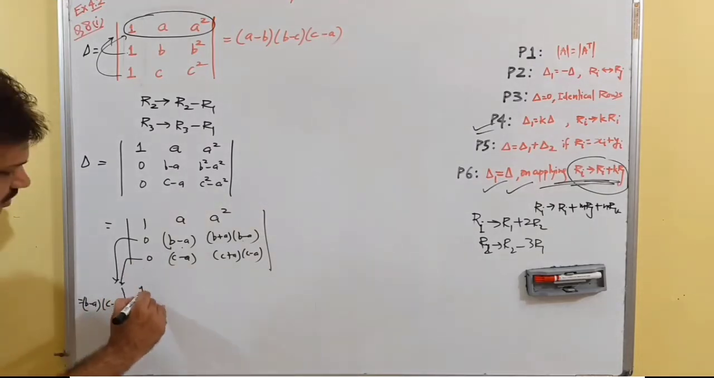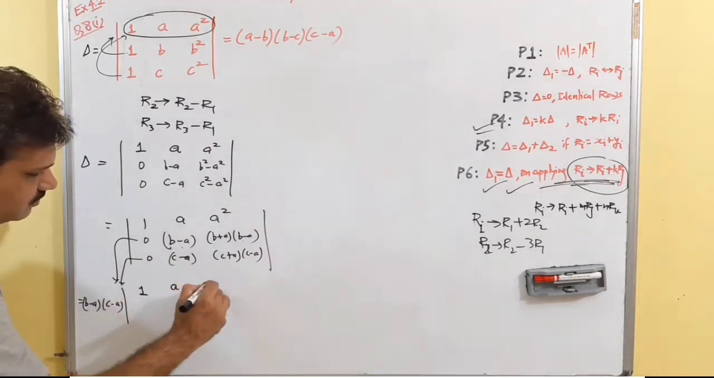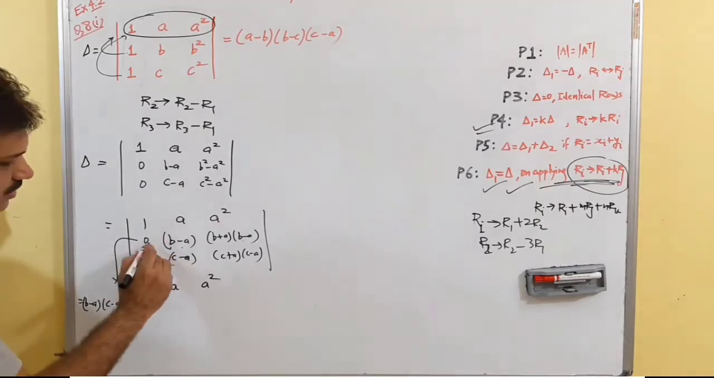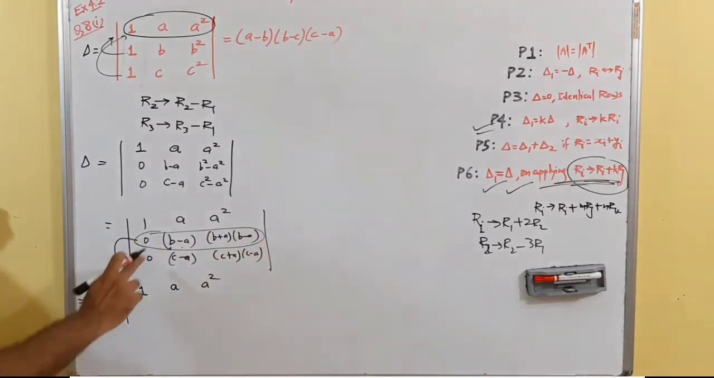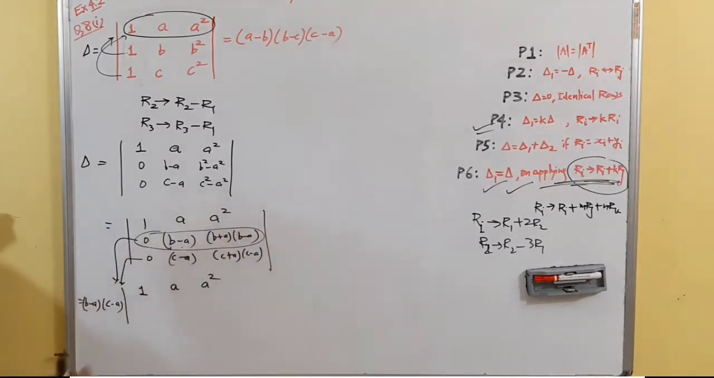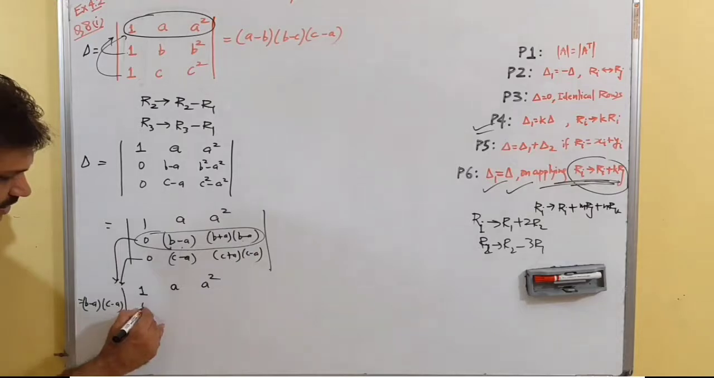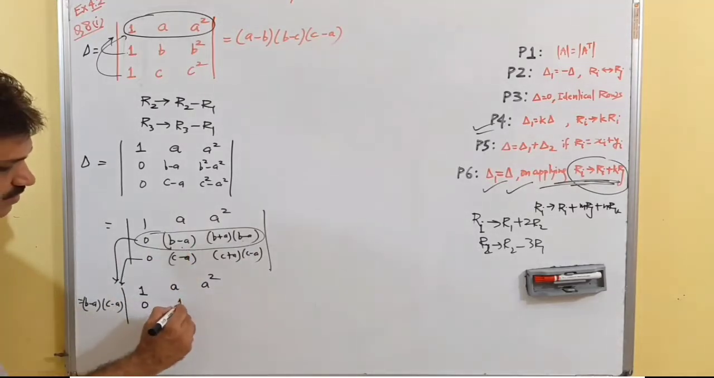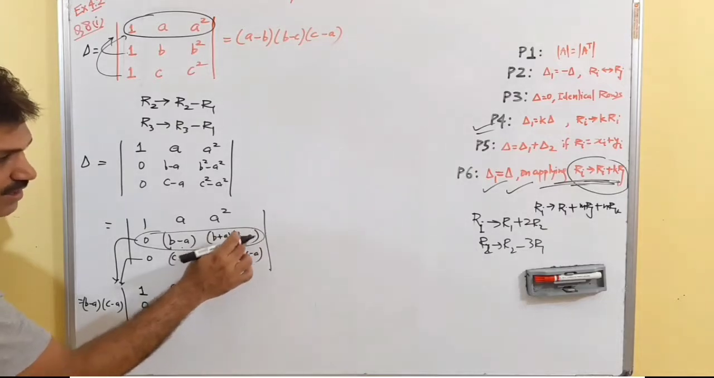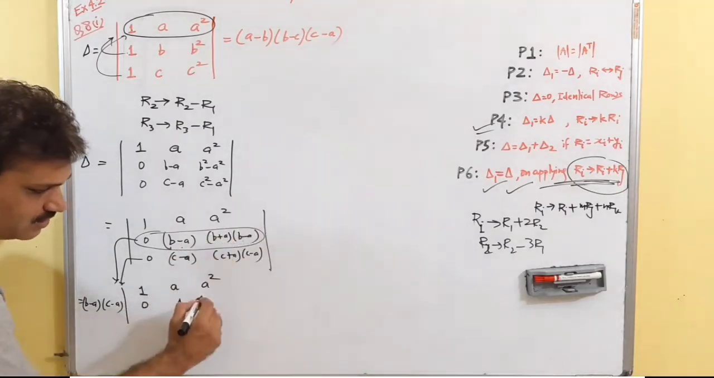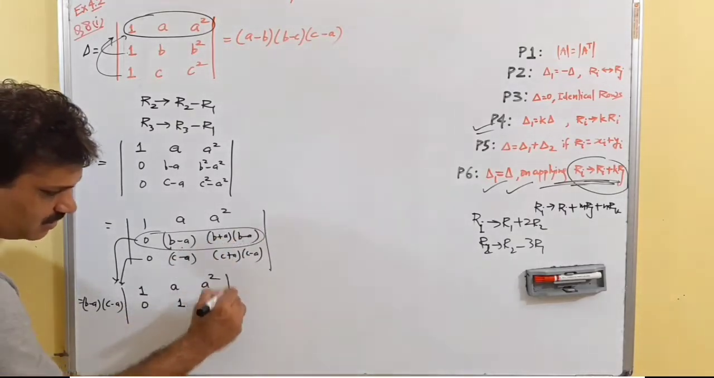Let's see what happens. There is no change in R1. Now taking b minus a common from this row. Taking common means dividing each and every element of this particular row by b minus a. So 0 upon b minus a is 0. b minus a upon b minus a is 1. b minus a, when we divide it by b minus a, will be cancelled. So this will give me b plus a.